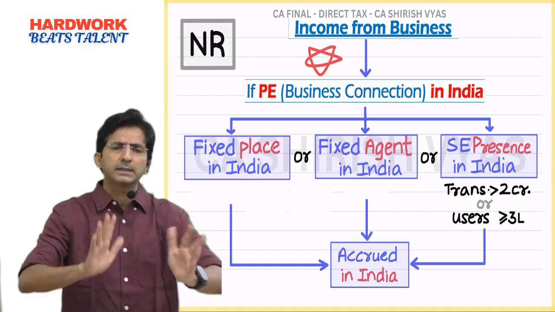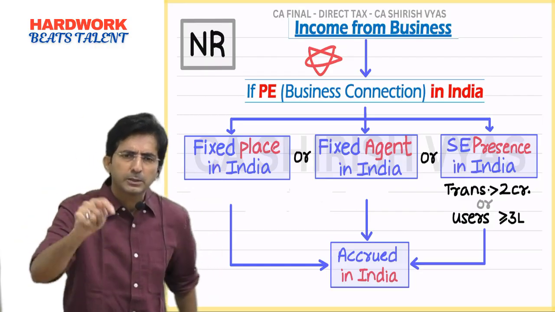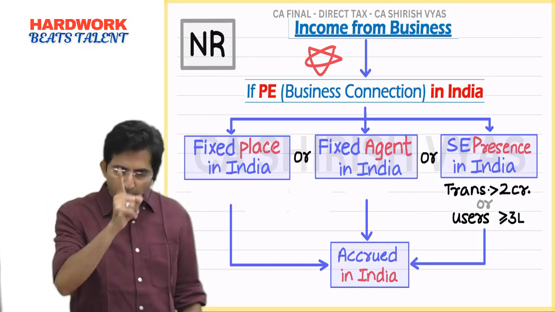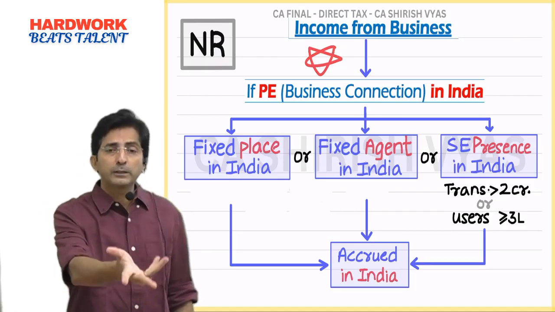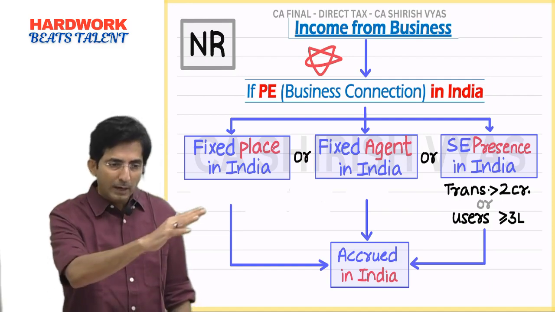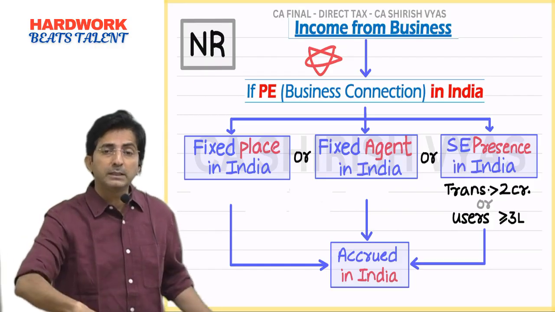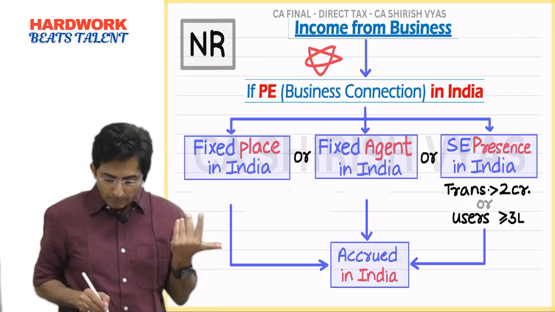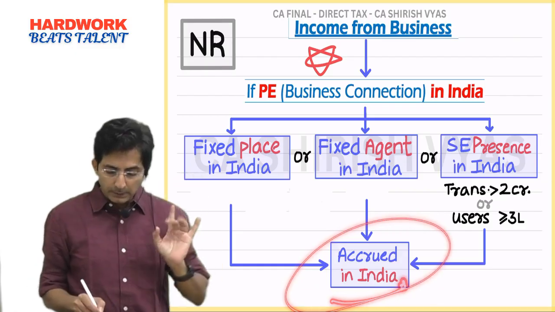So if someone says, how do we know NR's permanent establishment is in India? So what are the 3 questions you will ask? You have a fixed place in India? Then yes, you have a PE in India. Or if no fixed place, then fixed agent in India. If not that, then you have significant economic presence in India. If any one of the things is proved, we say your income has accrued in India. And income accrued in India means you will have to pay tax in India. This is for PGBP income.